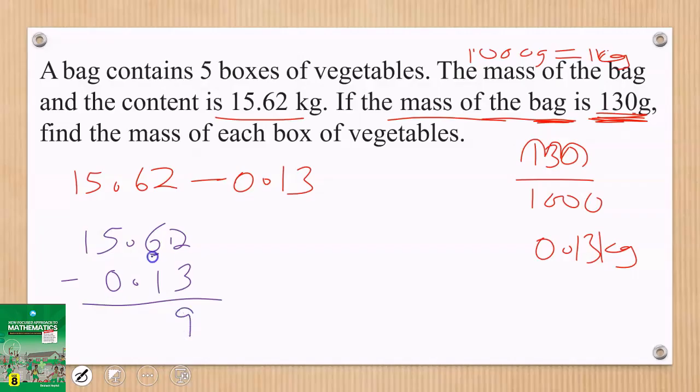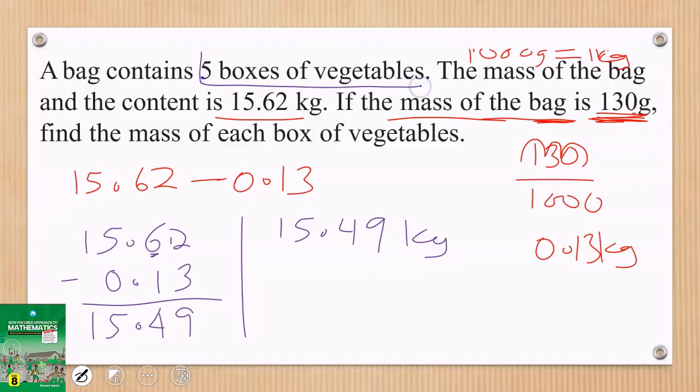Then we have 5 here. 1 from 5 is 4. Then we bring down our decimal point. 0 from 5 is 5, and then 0 from 1 is 1 here. And so we have 15.49. Now this 15.49 kg represents the mass of the 5 boxes of vegetables.